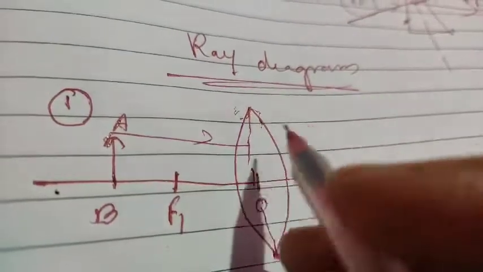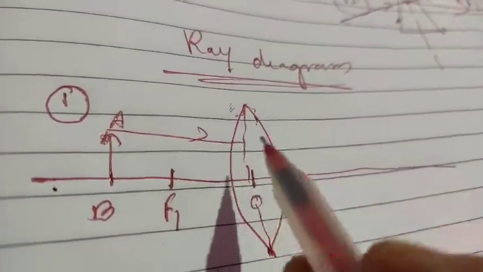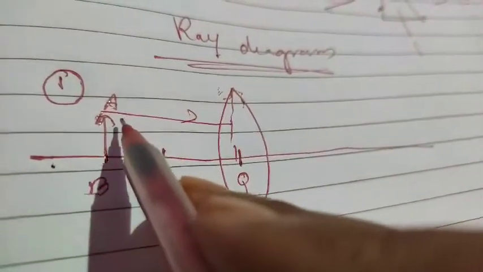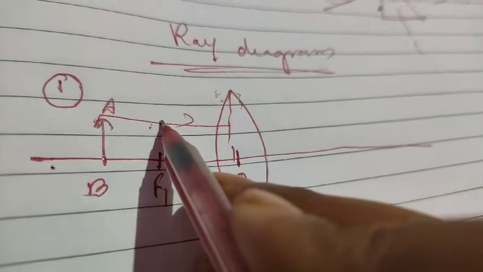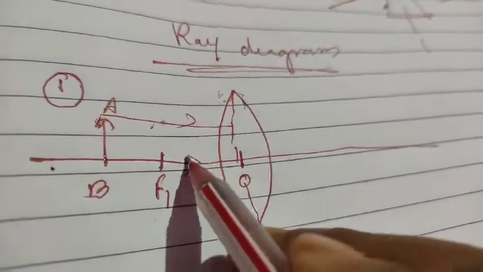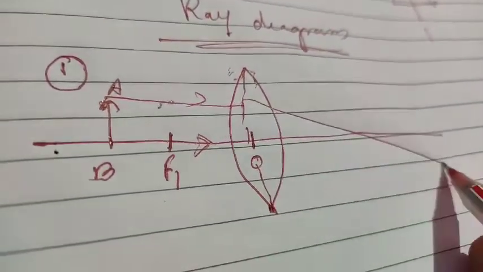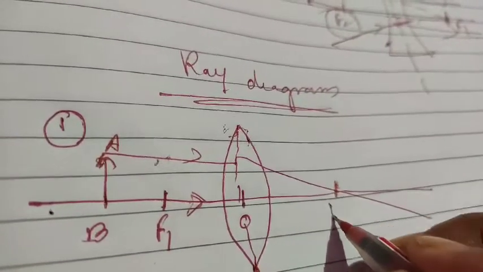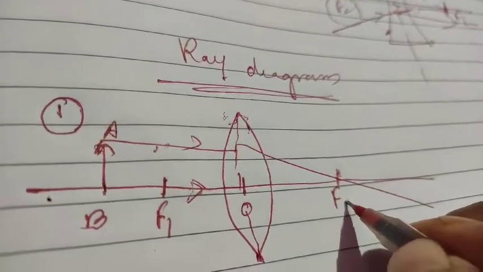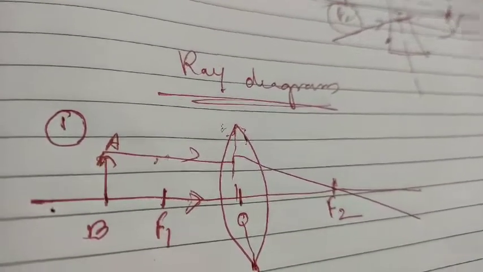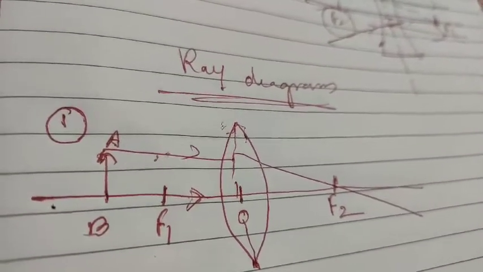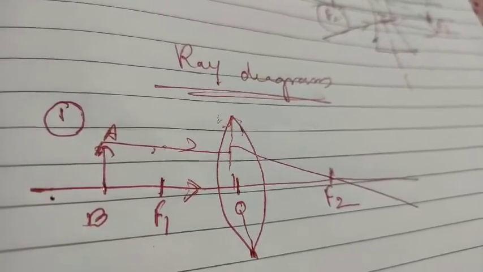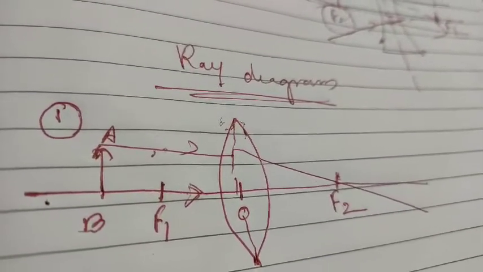Now what you take? You take a ray of light like this. At least you can take, student, 2 rays of light. So as per the rule I have told you, a ray of light, incident light, which is parallel to the principal axis, after refraction, it will pass through the focus, right? So this is the focus. Now to create an image, student, always remember you have to take at least 2 incident rays.